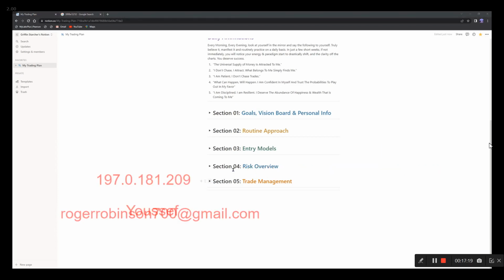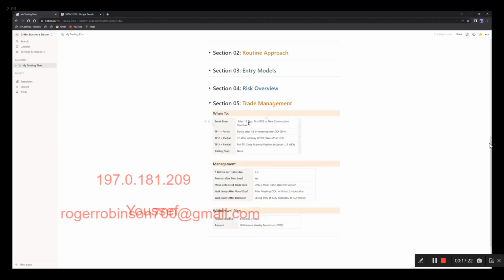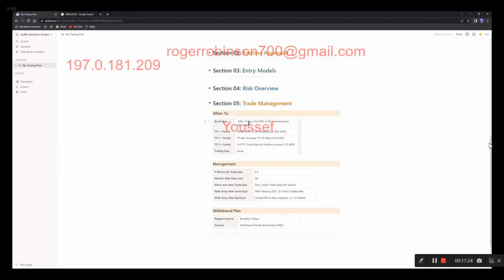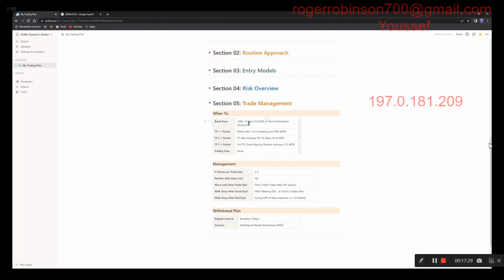All right. So last section, trade management. Okay. When to break even. What I do when I break even is, there's no exact pip amount, but I would say after 10 or so pips, if price is really starting to move away, that's when I would move to my break even point, or after the first BOS or continuation or inducement.